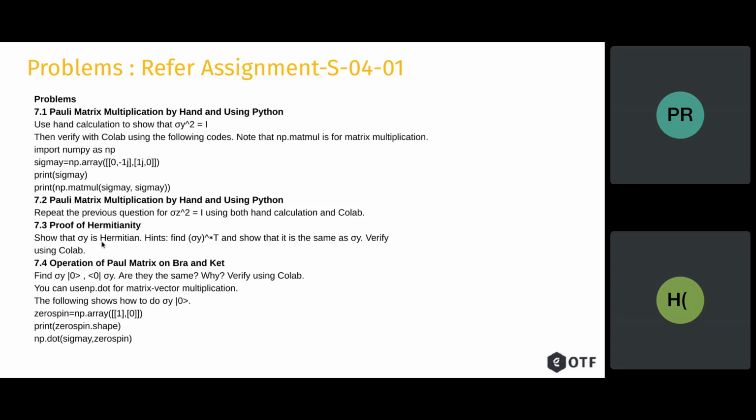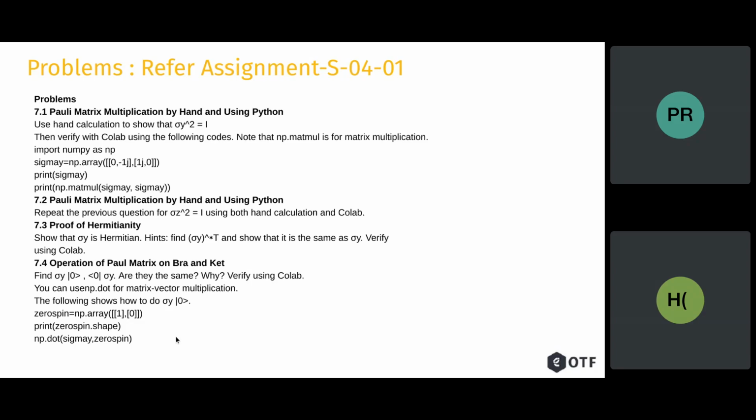And Hermitian, it is nothing but we take the adjoint of a matrix. So self-adjoint means that if the complex conjugate transpose of matrix A is equal to A, then A is Hermitian. In this case A is sigma y that we are taking. So for sigma y, if we take the complex conjugate transpose and it turns out to be the same, that verifies that it's a Hermitian matrix.